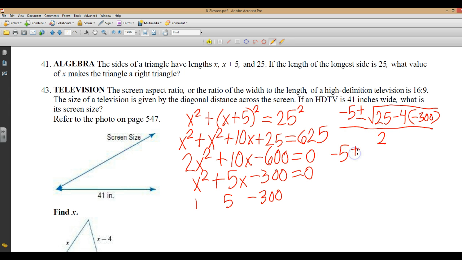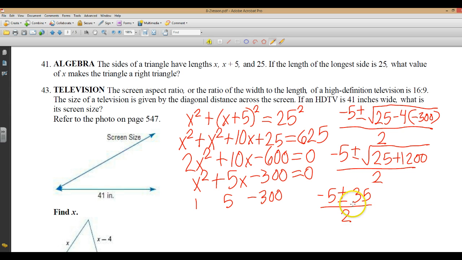So if we simplify this, we'd have 25 plus 1200, so negative 5 plus or minus the square root of 1225, which is 35, over 2, and since we're talking about a length, we only want the positive answer, so negative 5 plus 35 would be 30, divided by 2 is 15.